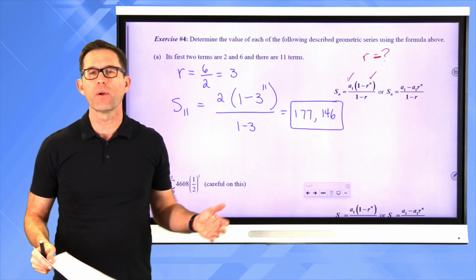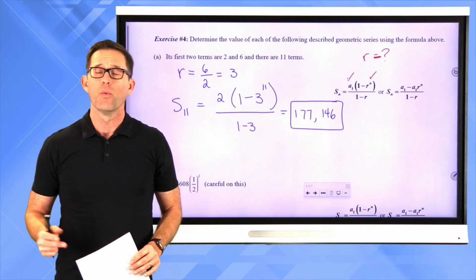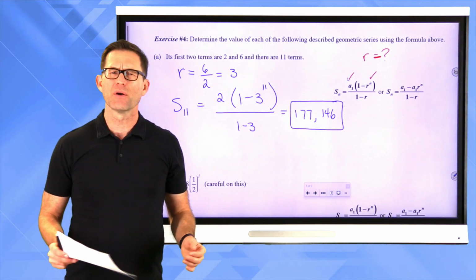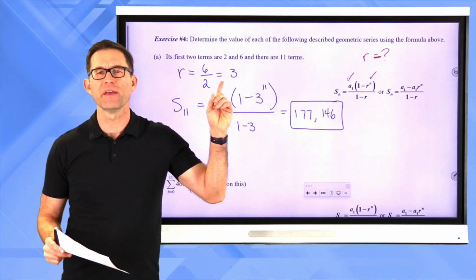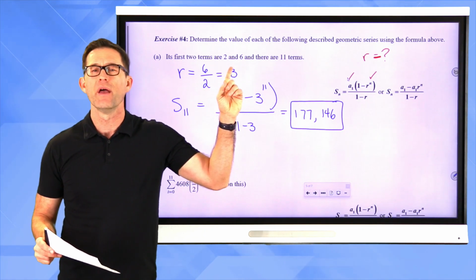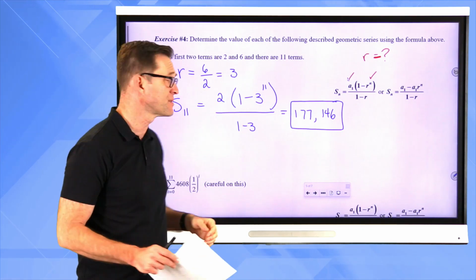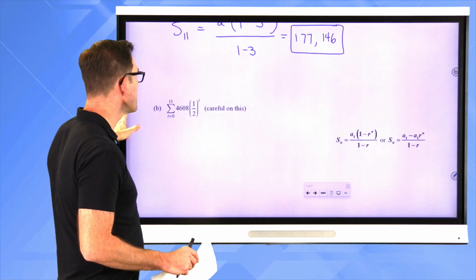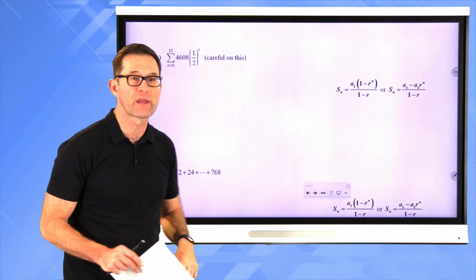Now, that was still a relatively straightforward problem. The only thing that we were missing in terms of this formula was the value of R. But that was also pretty easy to generate, just based on the fact that the first term was 2 and the second term was equal to 6. So let's keep going and look at some that maybe are a bit trickier.